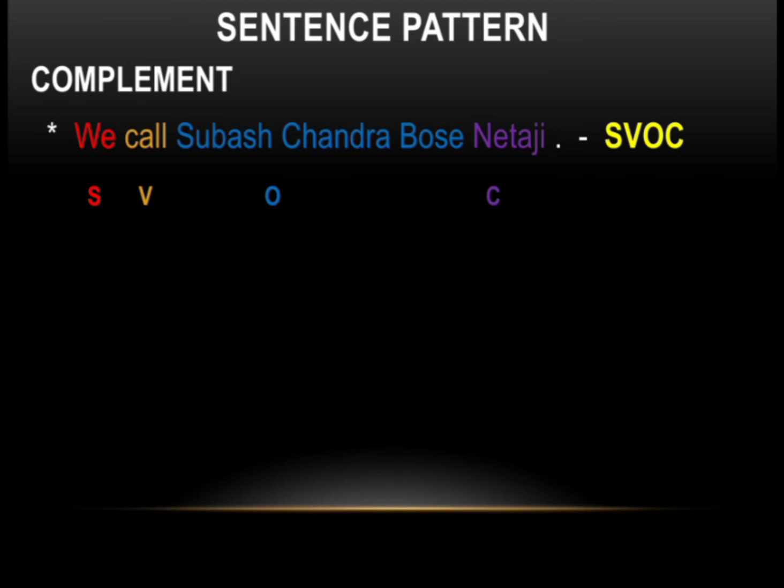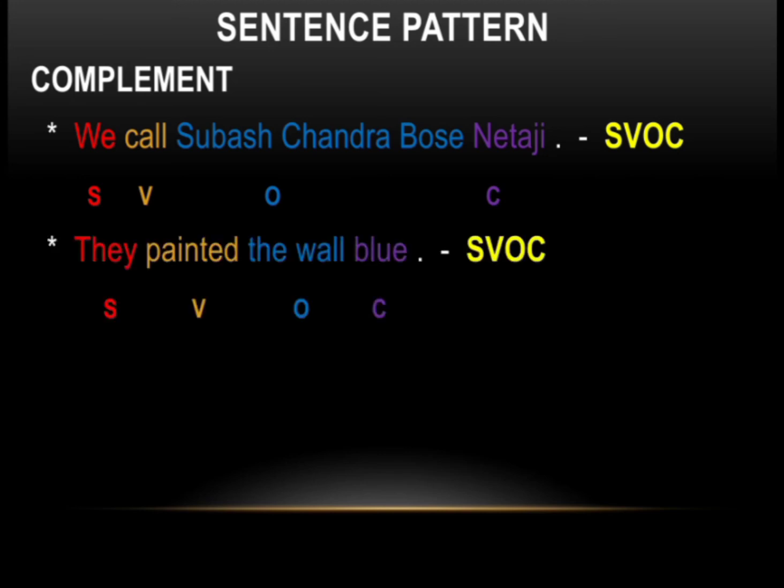Next sentence. They painted the wall blue. Here they is the subject. Painted is the verb. What did they paint? It is answering to the question what, and so it is an object. And this blue is completing the meaning for the object, and so it is an object complement. And the pattern is SVOC.